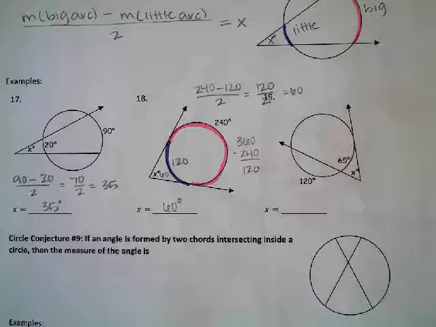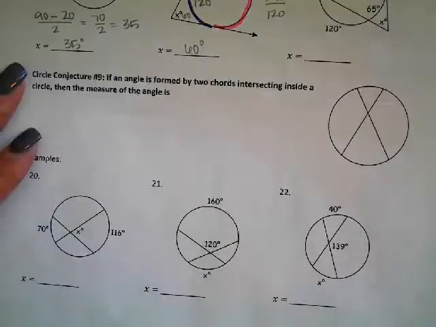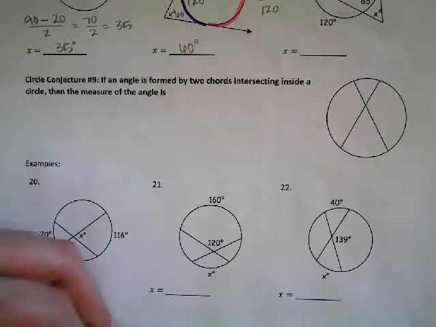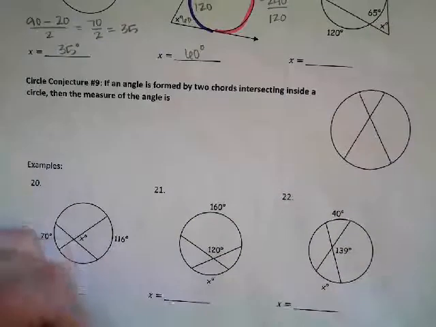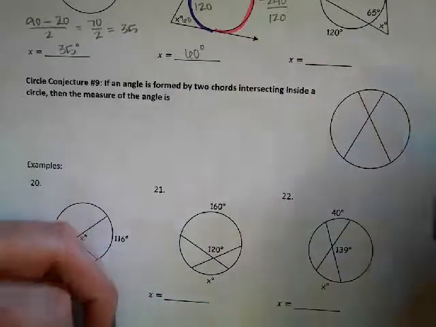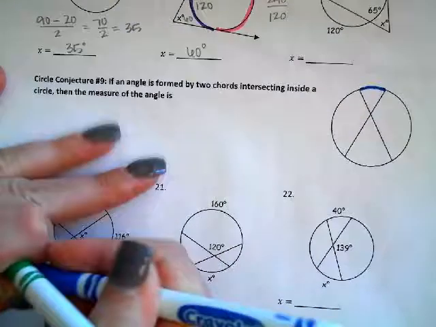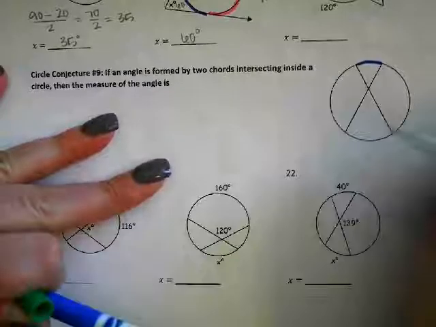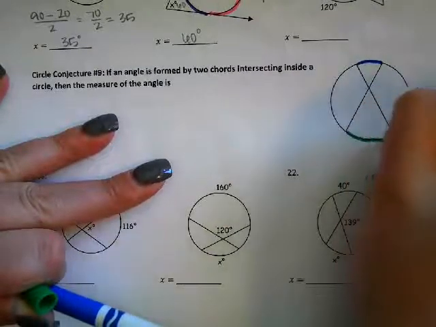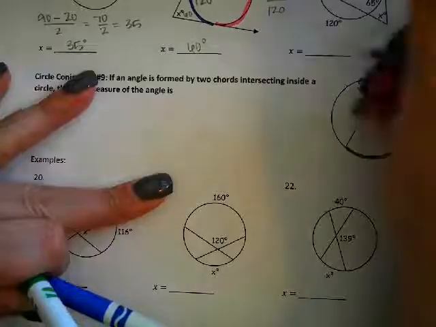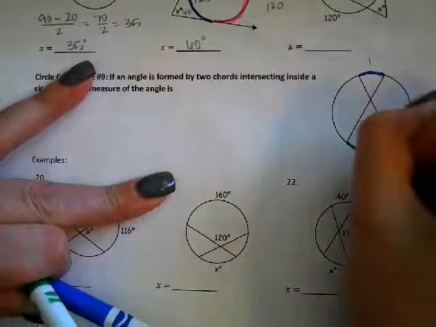All right, let's move on to the next one. So in the next one, we have two chords in a circle that intersect each other. Again, we have two arcs. Instead of being worried about which one's bigger, which one's smaller, we're just going to call them arc 1 and arc 2. It doesn't matter what their sizes are. I'm just going to go ahead and label this one 1, this one 2.